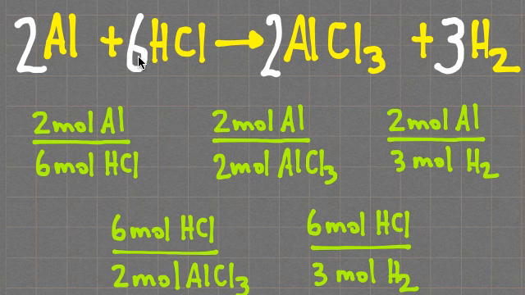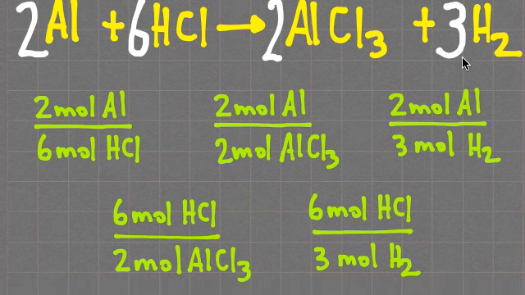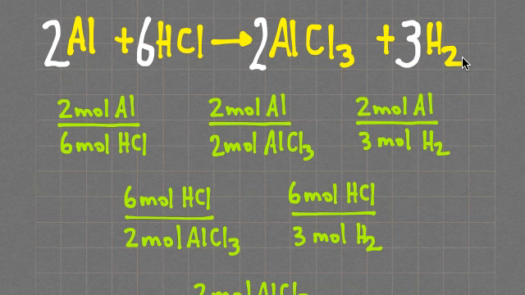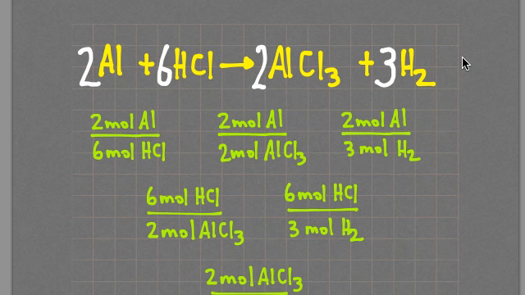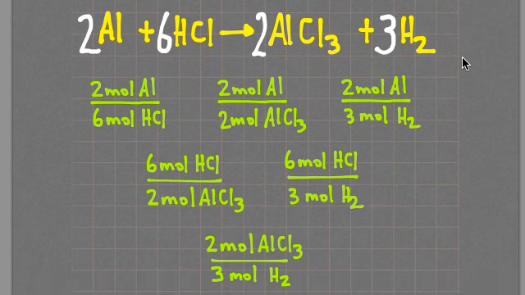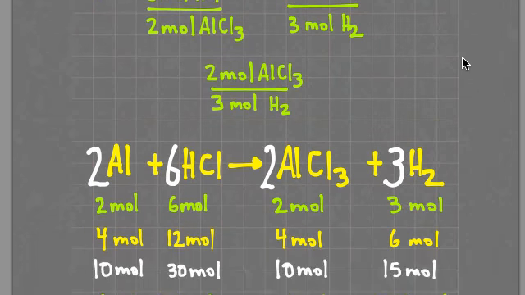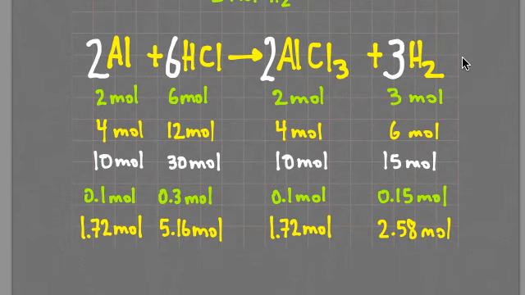2 of these compared to 6 of these, or 2 of these compared to 2 of these, or 2 of these compared to 3 of these, or 6 of these compared to 2 of these, or 6 of these compared to 3 of these, or 2 of these compared to 3 of these. And those are the 6 molar ratios that you can think about for this one balanced equation. Or, if you don't like that, or even if you do like it, we could say any other relative amount of this and this and this all work out.